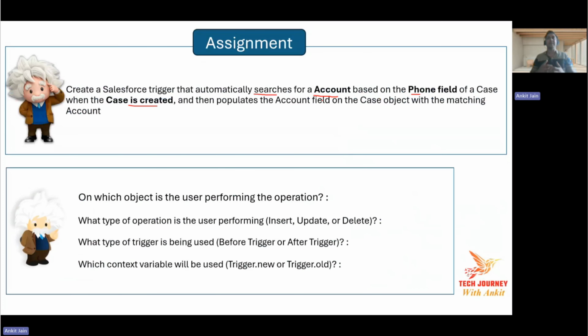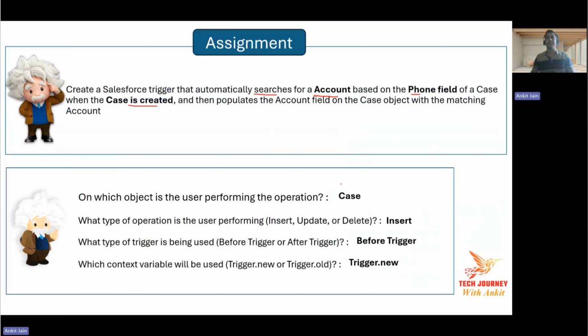So again, you will be answering these 4 questions: on what object the user will be performing the operation, what type of operation the user will be performing, what type of trigger is being used, and which context variable will be used. I do appreciate it if you folks pause the video and answer these 4 questions in the comment section. I hope you folks have done that. So please validate your answers quickly.